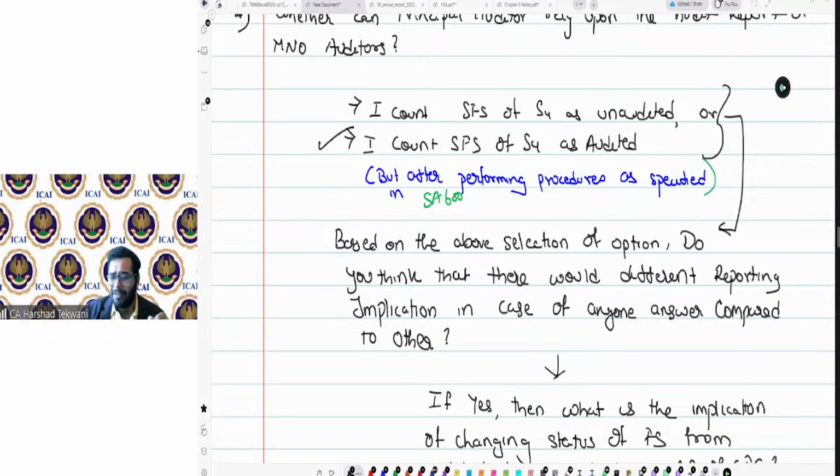Nowadays, since global standards and local standards are similar, only a few instances of unaudited might be there. In most jurisdictions and most countries, you have similar kinds of auditing standards. But let's say where you don't have similar auditing standards, I may still go for unaudited.